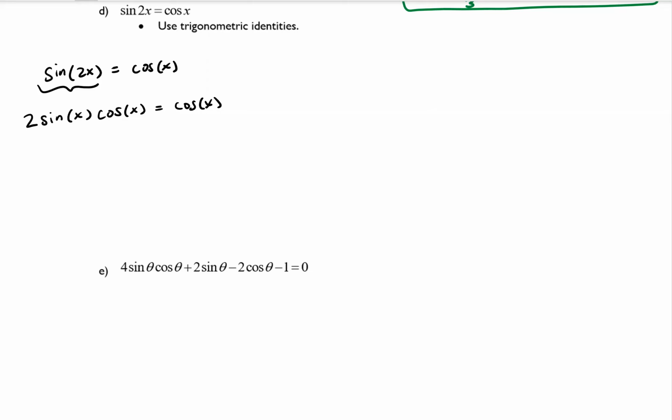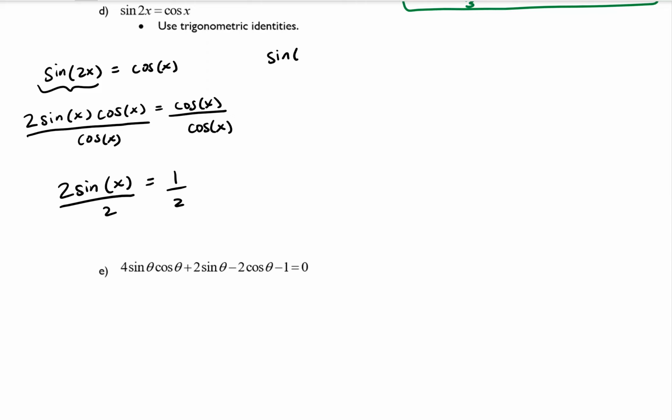And that becomes really helpful because now we can divide both sides of the equation by cosine of x, and we will get rid of the cosine of x on the right-hand side of the equation. And now from here, I can divide both sides by 2. And so we get sine of x is equal to 1/2. And if we apply the inverse function, we get x is equal to sine inverse of 1/2.